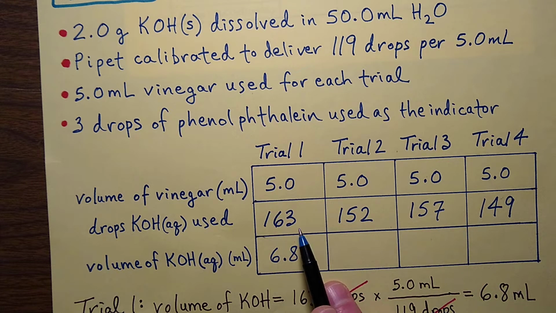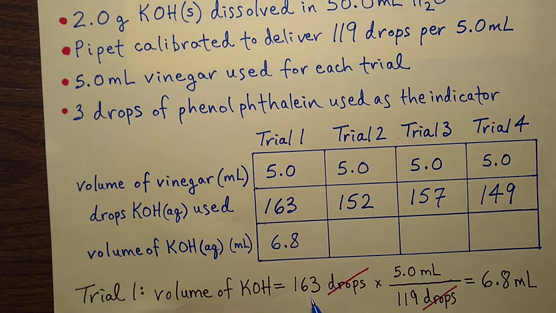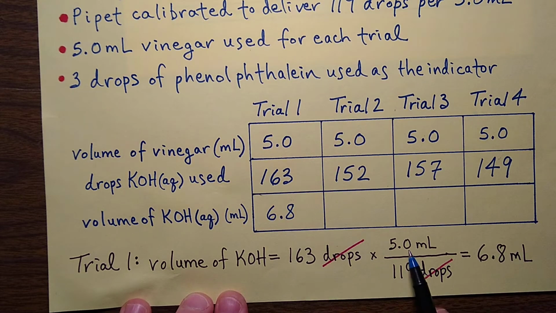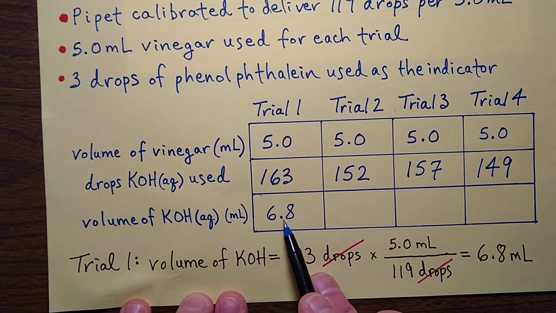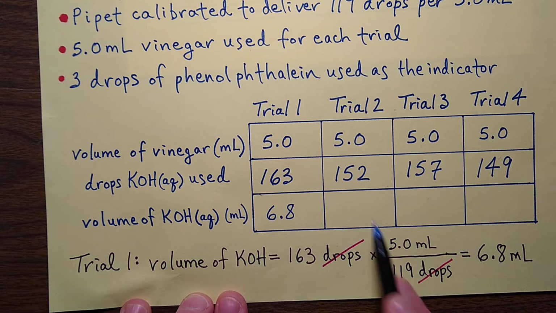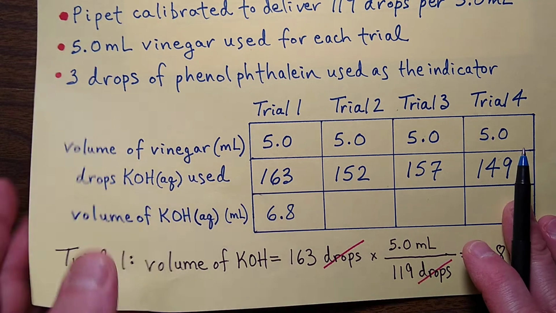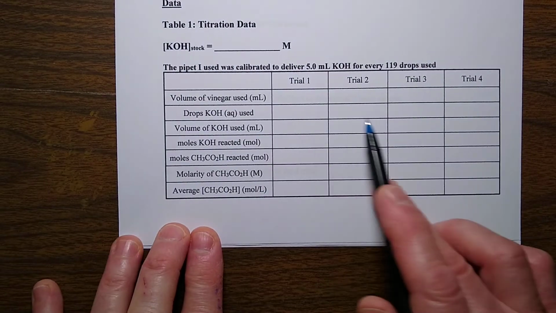So for instance, for trial 1, I multiplied 163 drops times 5.0 milliliters over 119 drops, and that converts drops to a volume. 6.8 milliliters of base were used. That's where I got that number from. You do that for the other 3 trials, just using this conversion factor. You can complete your data table, and again, you'll fill this out.